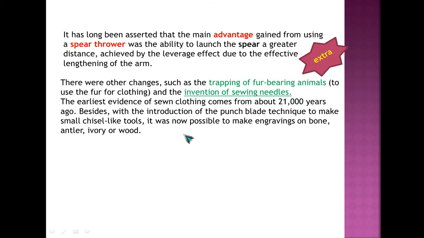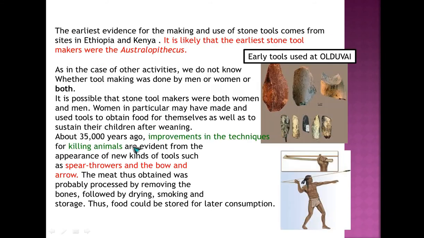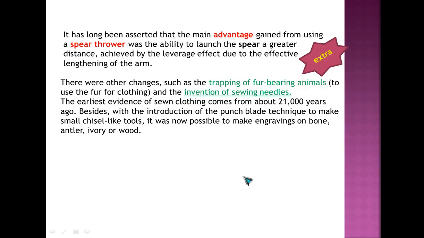And also the punch blade technique, which was used to make small chisel-like tools. It was now possible to make engravings on bone, antler, ivory or wood. So they used to do all these things to make accessories. You can see in the previous picture, the Red Indians and all, they wear something around their neck and head, accessories to beautify themselves. So they had access to all these small tools, which were a bit more sophisticated compared to the earlier ones.